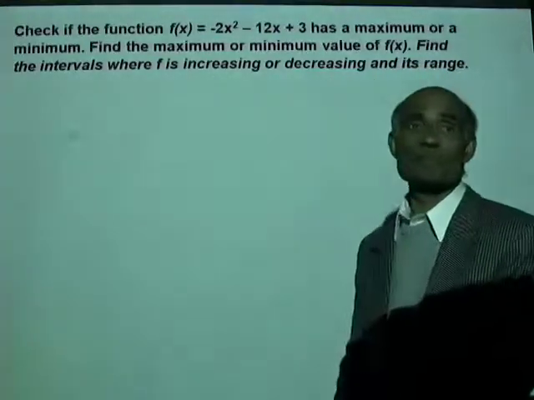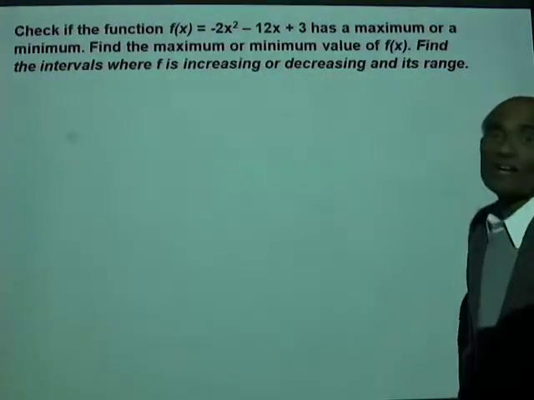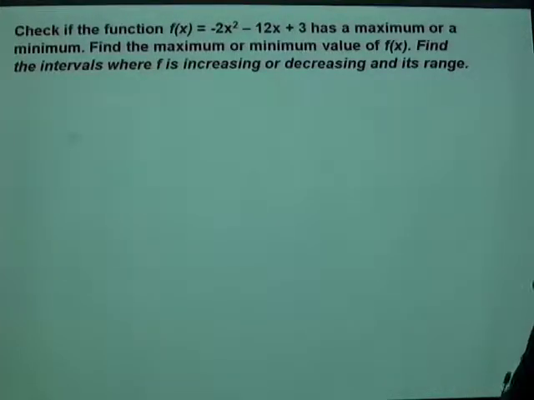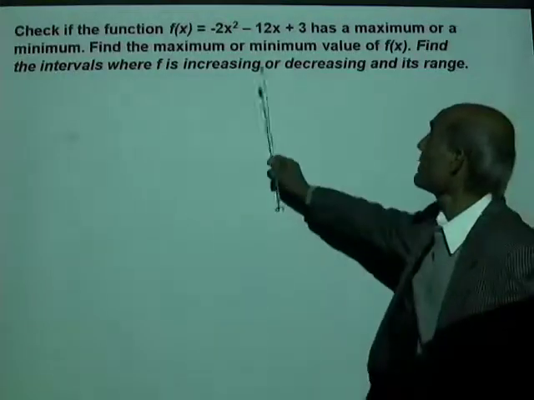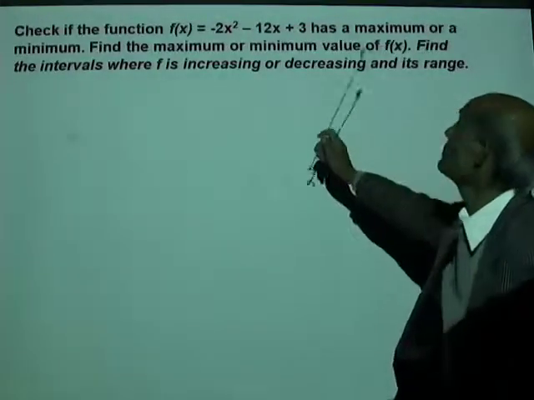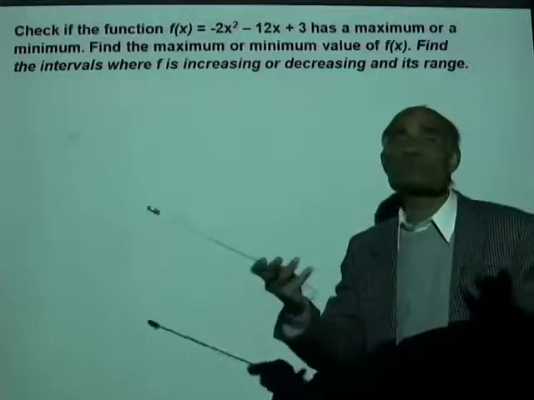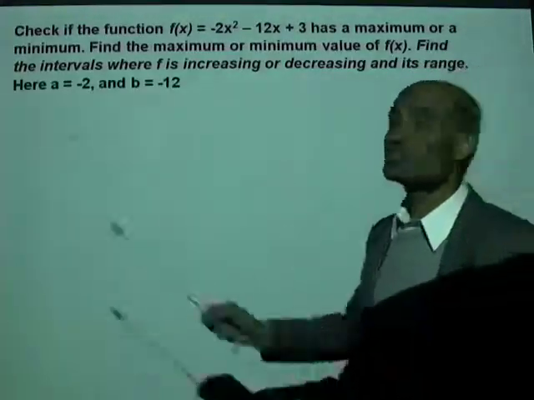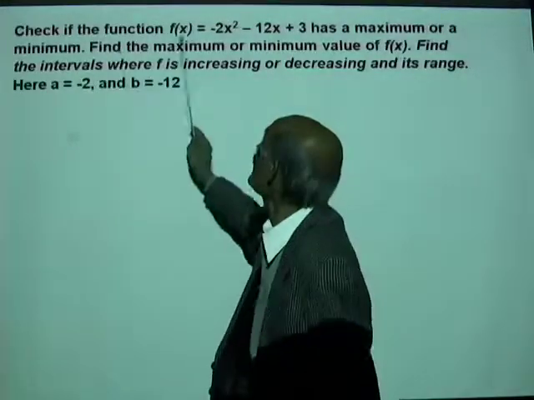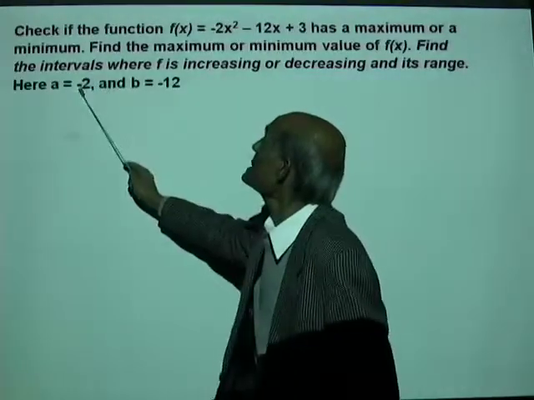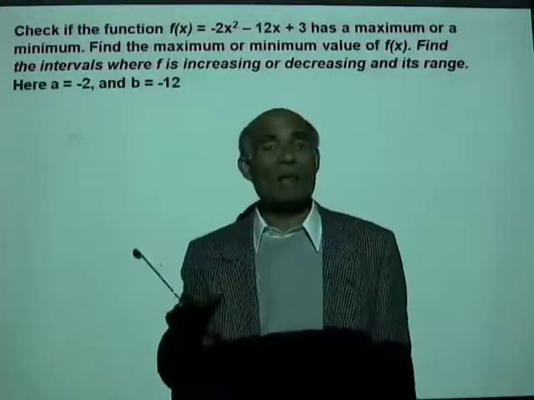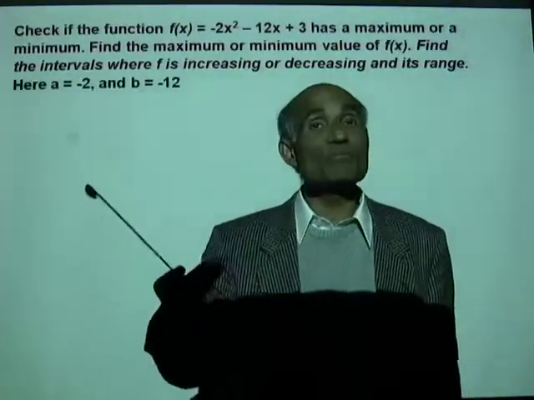Another one. Check if the function f of x equal to negative 2x squared minus 12x plus 3 has a maximum or a minimum. Find the maximum or minimum value, then find the intervals where the function is increasing or decreasing. Well, we will start by picking a and b. A is negative 2, b is negative 12, and that will help us to find the vertex.